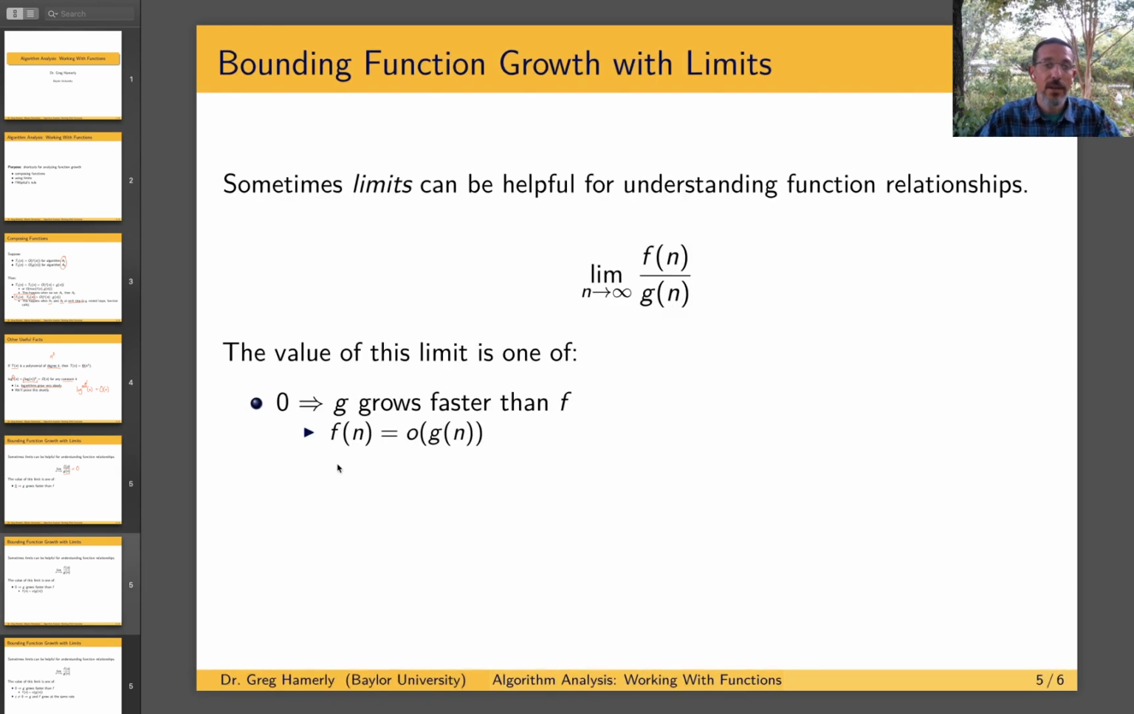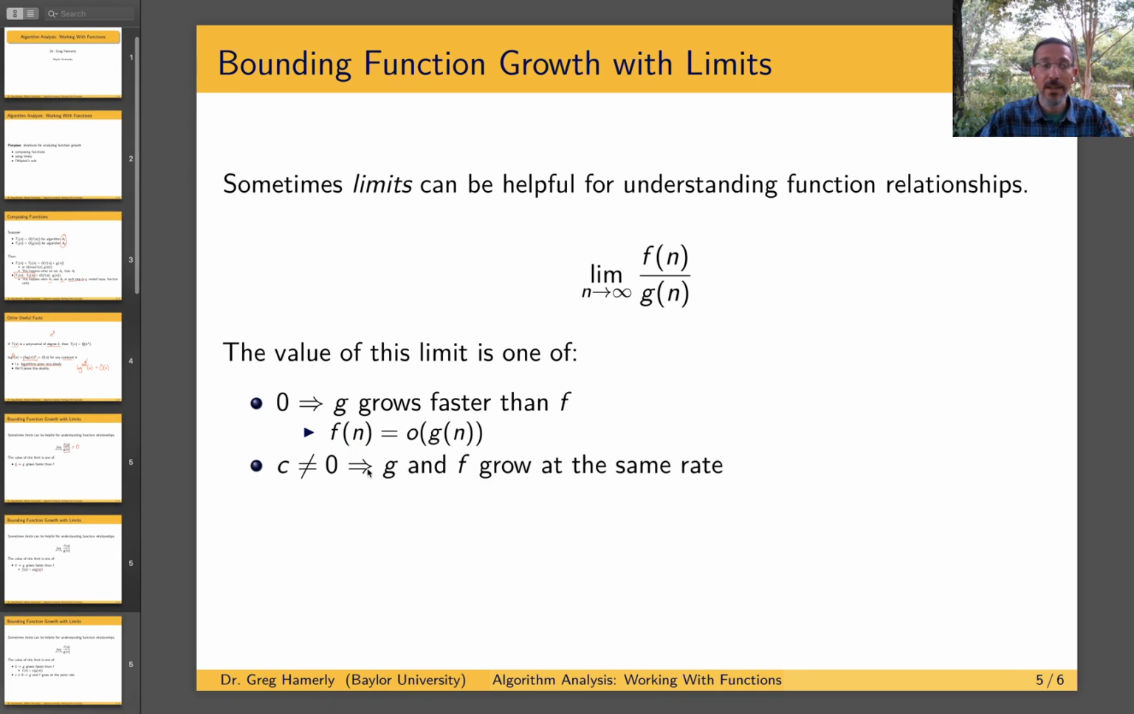And in that case, we can say that f of n is strictly upper bounded, little o. We could also say big O, but a stronger statement is to say that it's strictly upper bounded by g of n. G of n grows strictly quicker than f as n increases, okay? So that's category one. This limit might be equal to 0.